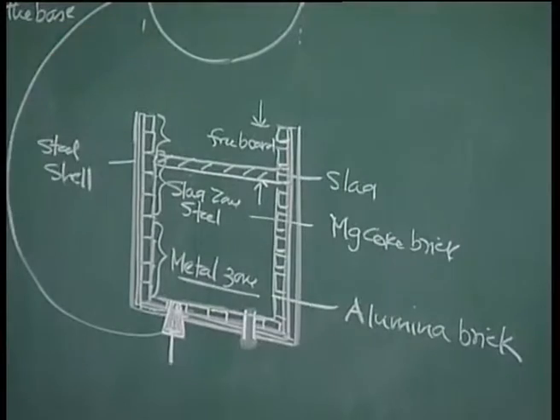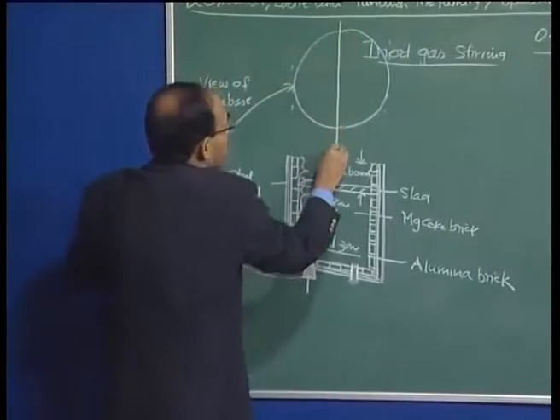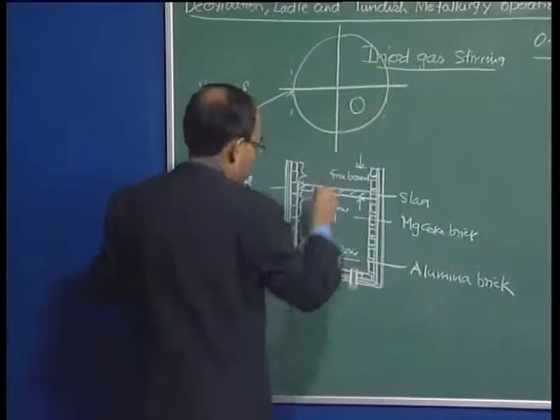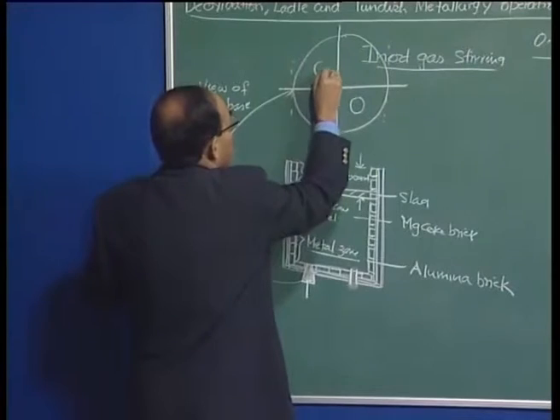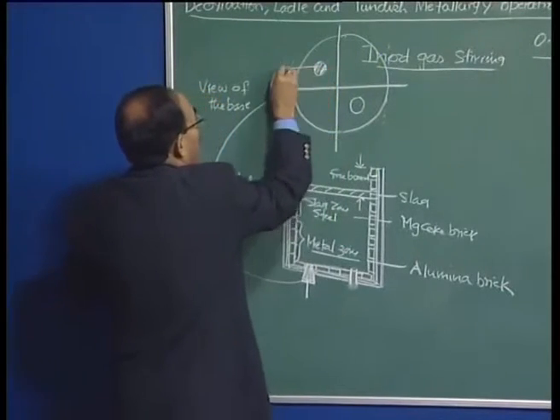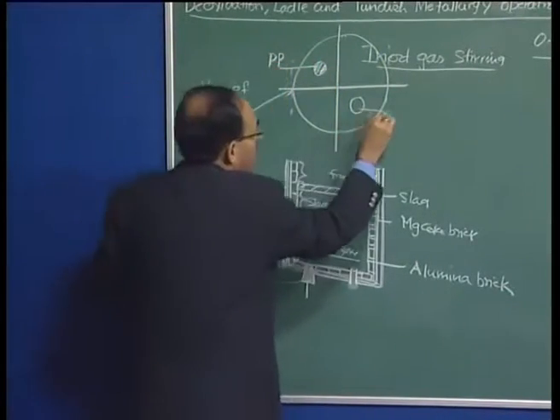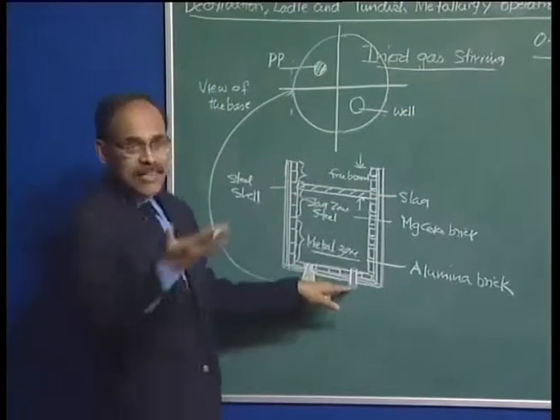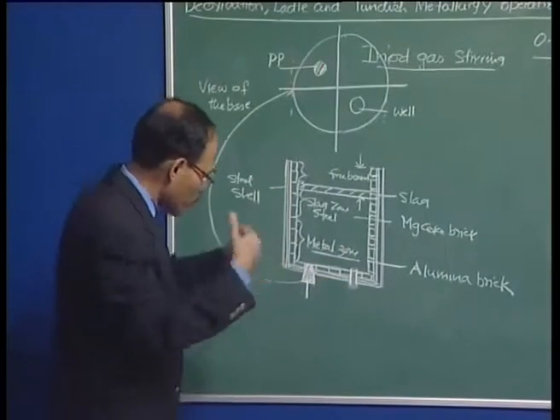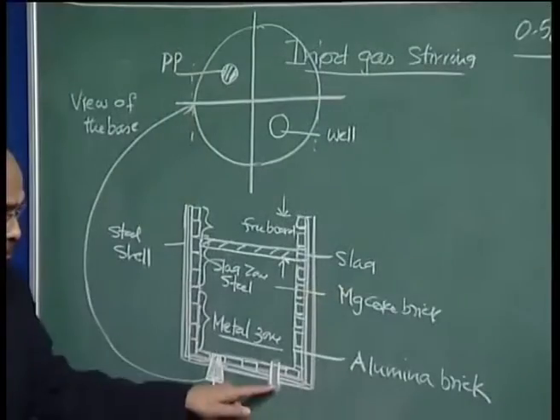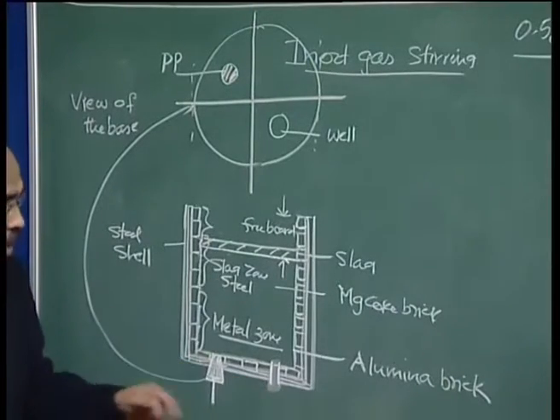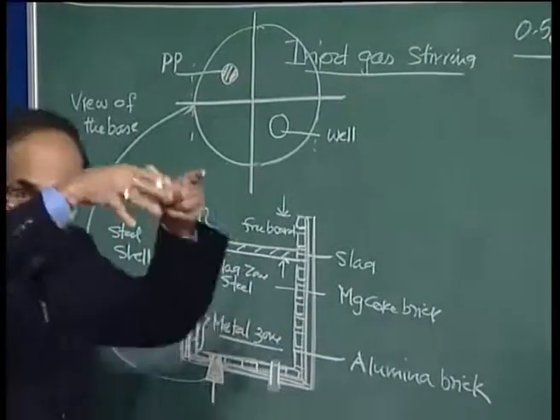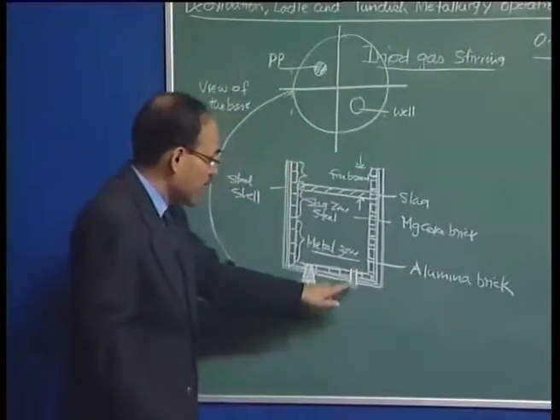If you look at the cross section, at the base we have the well here, and this is the porous plug here. So this is the porous plug, and this is the well. Okay, and below this we may have a slide gate. I'm going to talk about it later. The slide gate controls the flow out of the ladle. This ladle is going to be taken to continuous casting. It is going to feed a tundish, and therefore we have to take out molten metal.